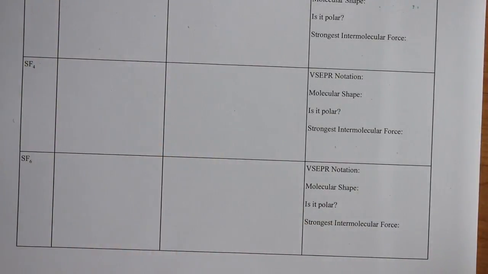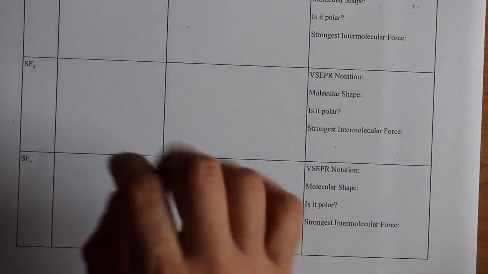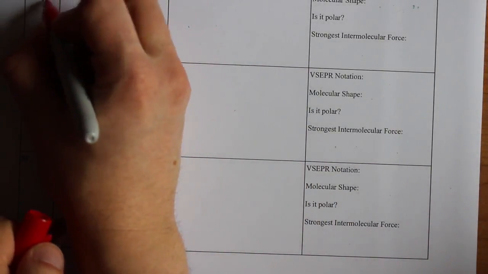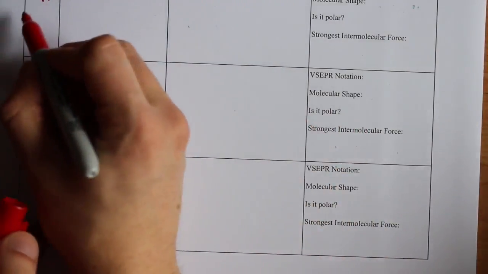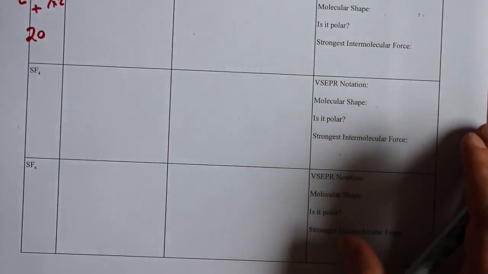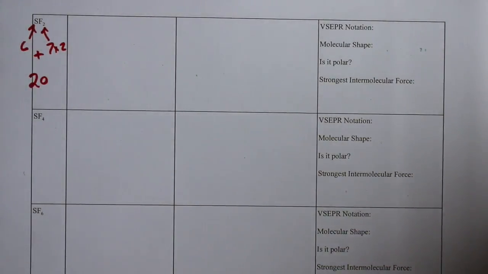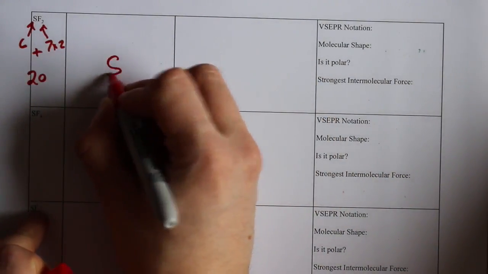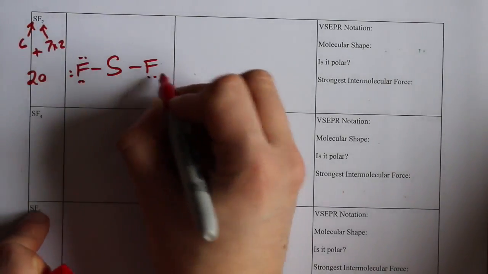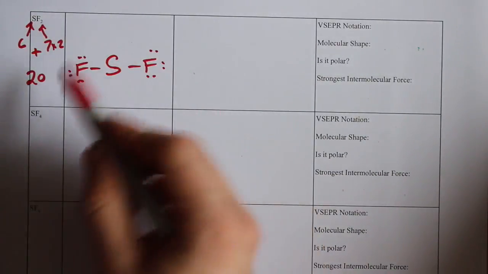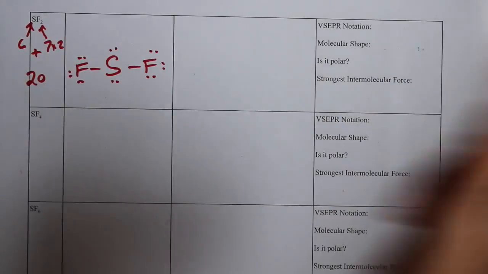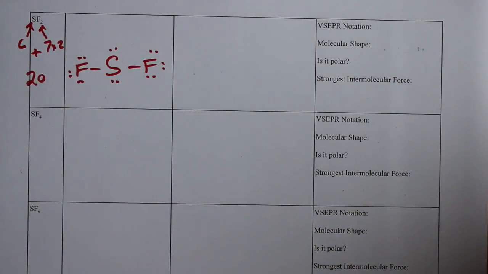We got SF2. Let's be careful about this one. S brings 6 electrons each, and fluorine brings 7 each. Adding those together gives me 14, that's 20 electrons total. Oh, I'm doing it off the page. I'm going to put my sulfur down, connected to 2 fluorines. I'm going to fill the octet on my outer atoms. That gives me 16 electrons total, but I need 20. So I have 2 lone pairs on that sulfur.